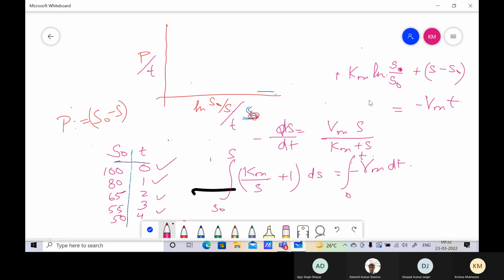So now what do you think is the plot looking like? This is P and this is ln s. Is this okay, or should we divide by t, or does this t not matter? T is a variable, so it matters, sir. So how do we incorporate that?